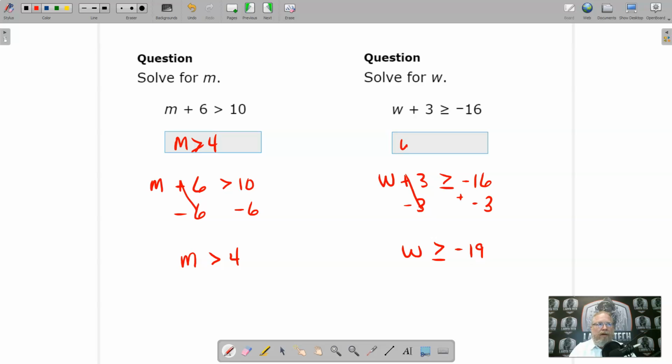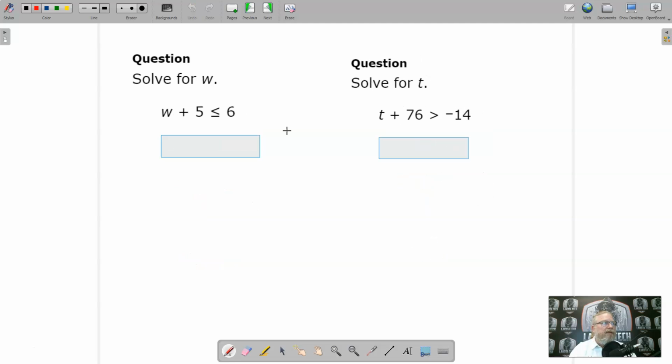So W is greater than or equal to negative 19. On the next one, we have W plus 5 is less than or equal to 6.